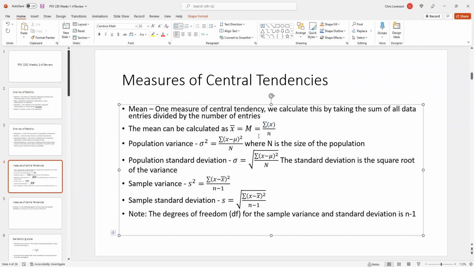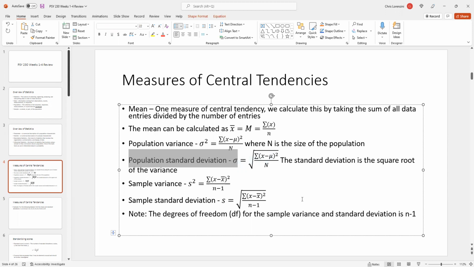Once we have the mean, we can then compute the population variance, sigma squared, as the sum of the (X minus mu) quantity squared all over N, where N is the size of the population. And then the standard deviation is always just the square root of the variance. So, key things to know from here: population variance is represented by sigma squared, and the population standard deviation is represented by sigma.